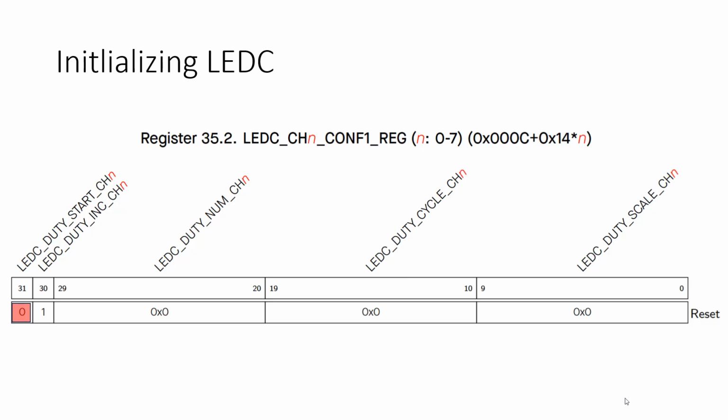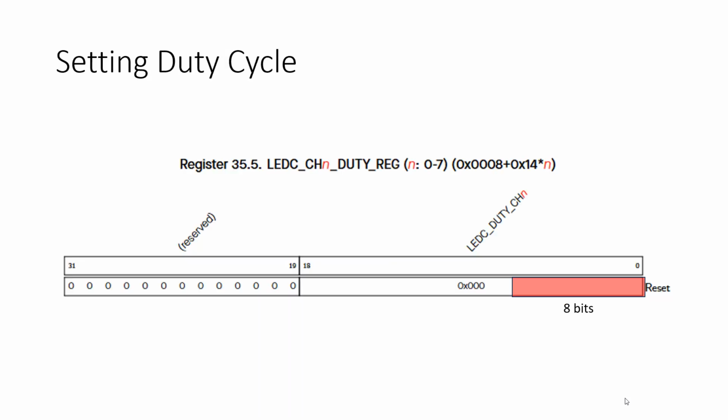So there's a second configuration register. And the only thing this one is used for is basically telling it to start. Duty cycle, this starts it up, right? This just triggers the thing, turns it on, makes it start pulsing. Okay. All right, now finally there is a register here called duty reg.